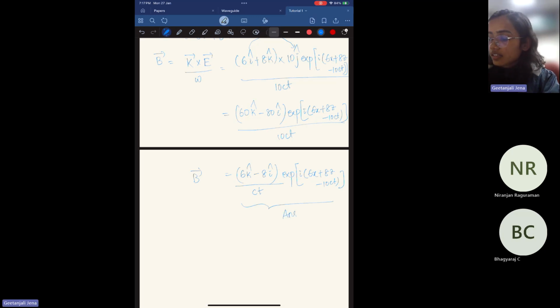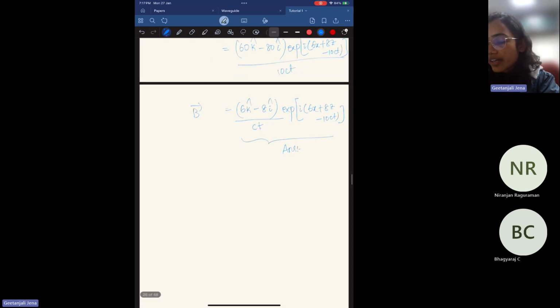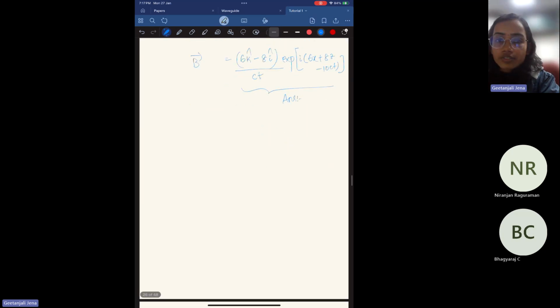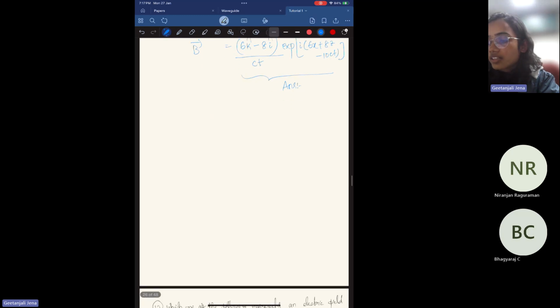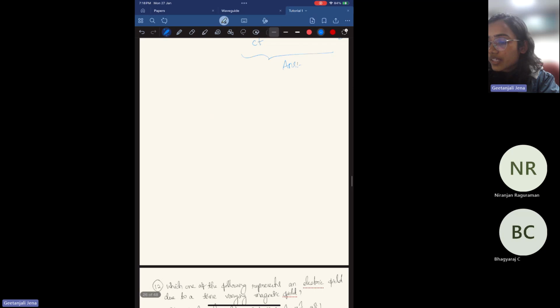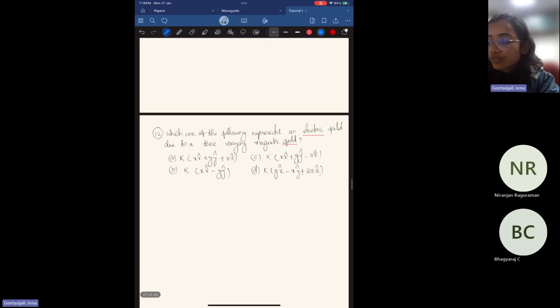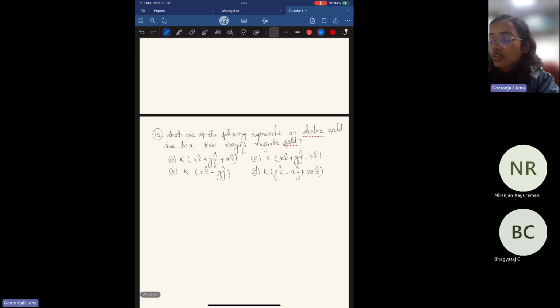You can see these numericals are quite easy. If you know the relation between B and E, and if you know how to find the propagation vector from a given expression, then you can easily calculate B for this case. Okay. And these are crucial if you want to solve any higher, more complicated problem.